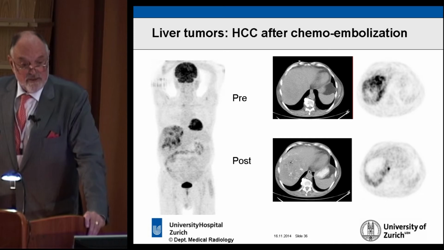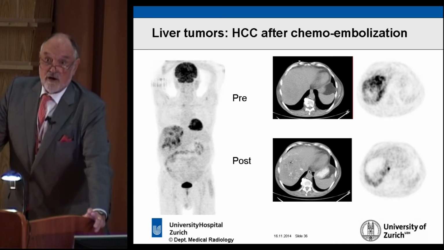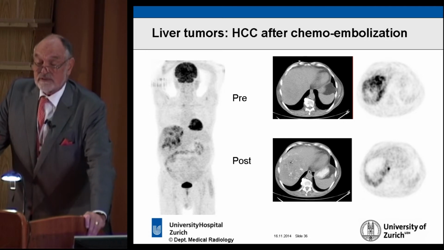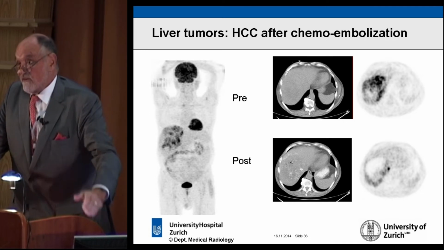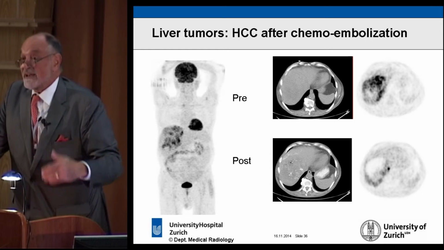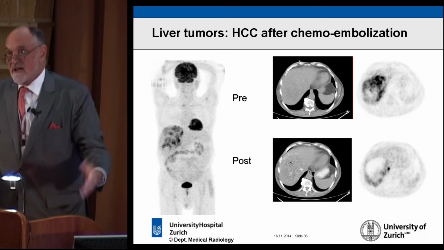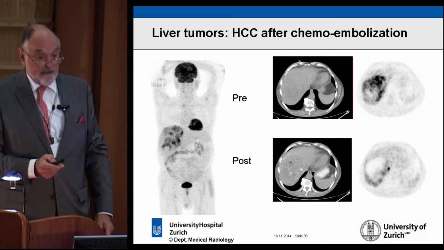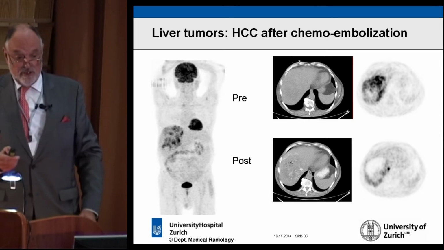So again, this is quite a valuable thing. Obviously, hepatocellular carcinomas do not produce metastases very frequently, but if they produce metastases, you will see them well on PET-CT. Now let me give you some information on PET-MR.